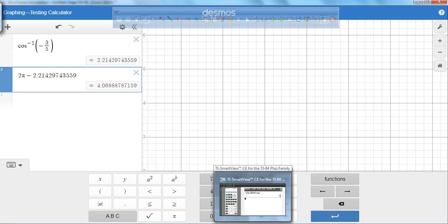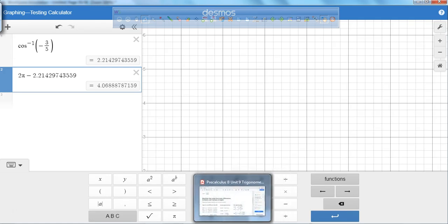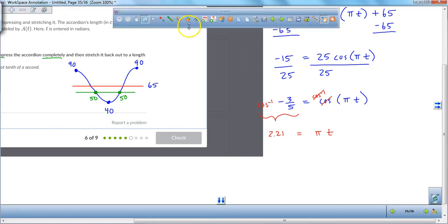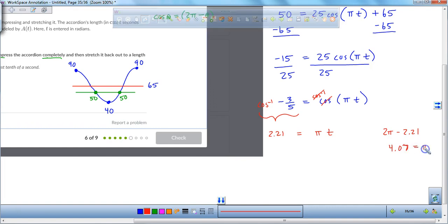We'll put 4.07. So if I do 2 pi minus the 2.21, I get that 4.07. So I'm going to set that equal to pi times t. And then I'm going to divide both sides by pi. And this should give us the first time. So we're going to go over here.